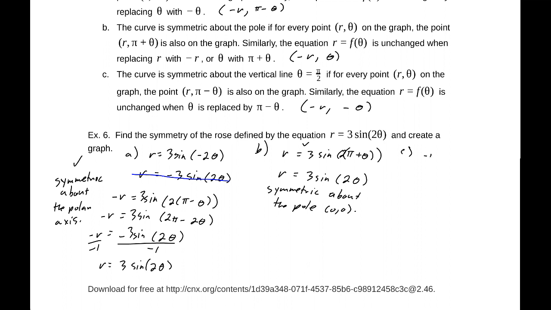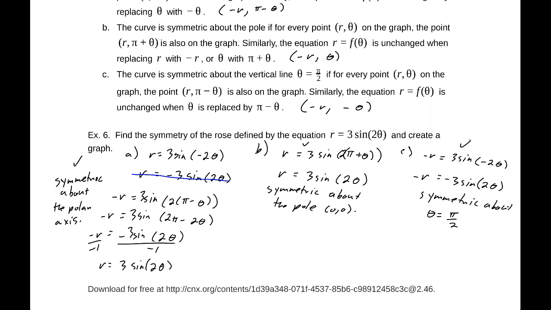But if I take negative r, negative theta, so this will be 3 sine of negative 2 theta. This is going to be negative 3 sine 2 theta equals negative r, which is the same as our original equation, so this is a check. This is symmetric about theta equals pi over 2.